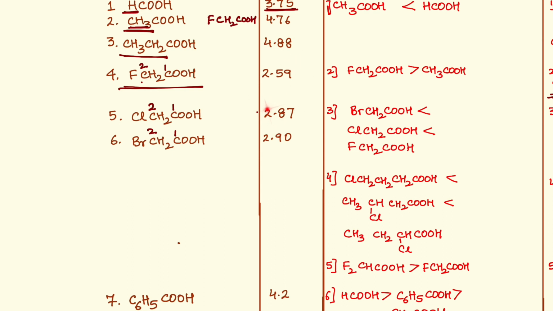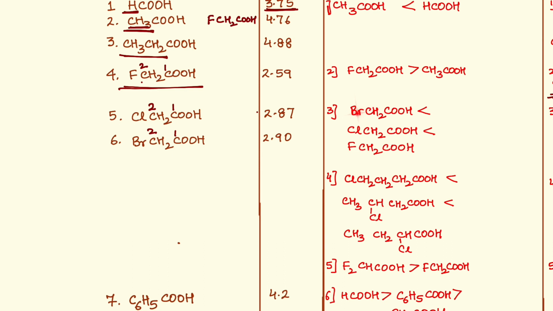2.59 and 2.87. Yes, pKa value has gone up. That means acidic character has gone down. What about bromo? Again 2.90. That means the value has again gone further up. In other words, acidic character has further gone down. So when I compare bromo, chloro, fluoro derivatives of ethanoic acid, the fluoro derivative is most acidic, followed by chloro and then bromo.